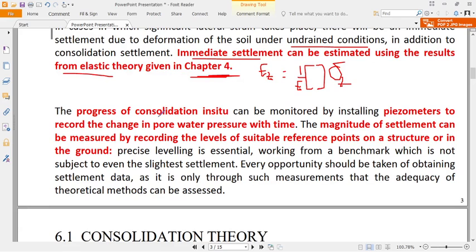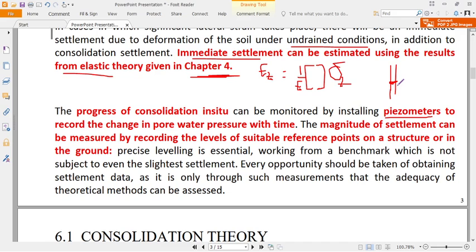Now, the process of consolidation in situ can be monitored by installing piezometers to record the change in water pressure with time. For this piezometer, remember, we look at the piezometric surface. They measure the reduction in that line. When the pressure of water dissipates, the level in the piezometer they install will be reducing. Remember, these piezometers measure the level at which the water would rise if there was no confinement from a clay. Is that okay? So this pressure can be monitored.